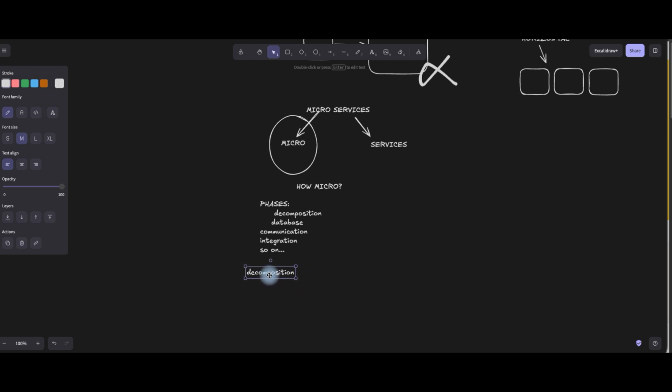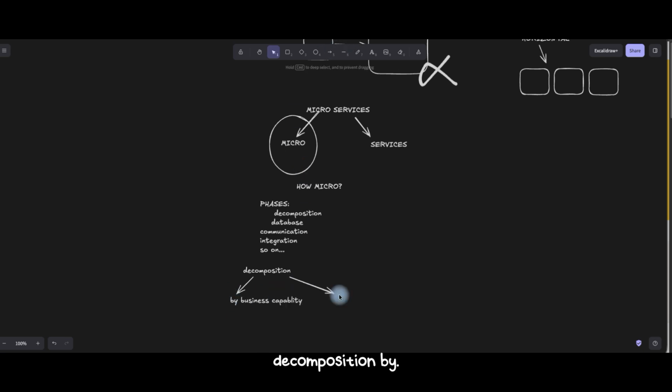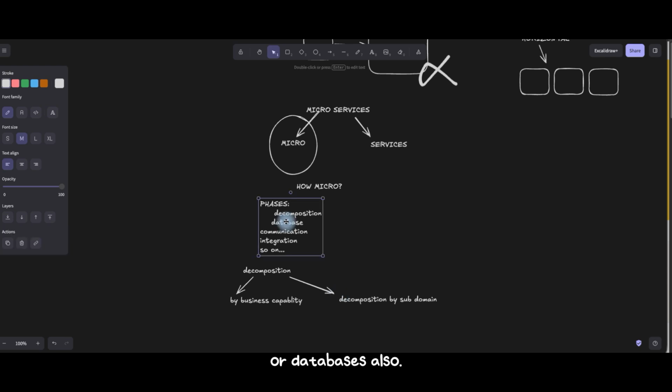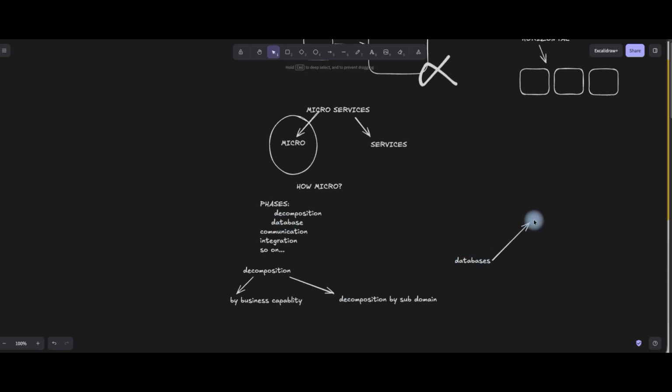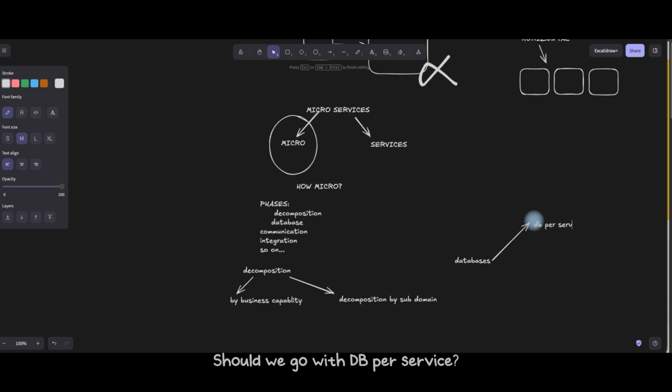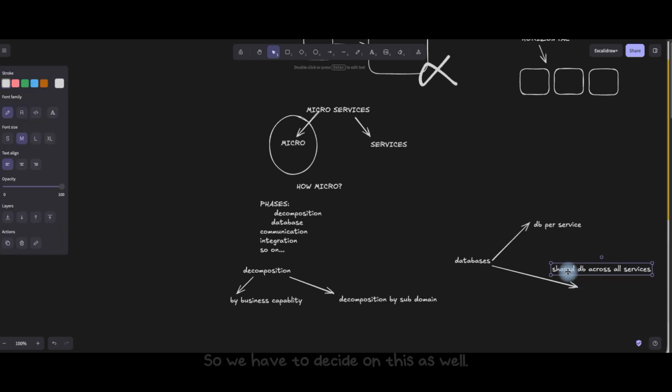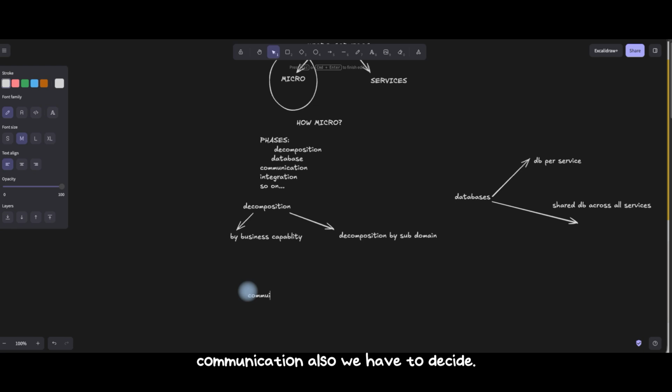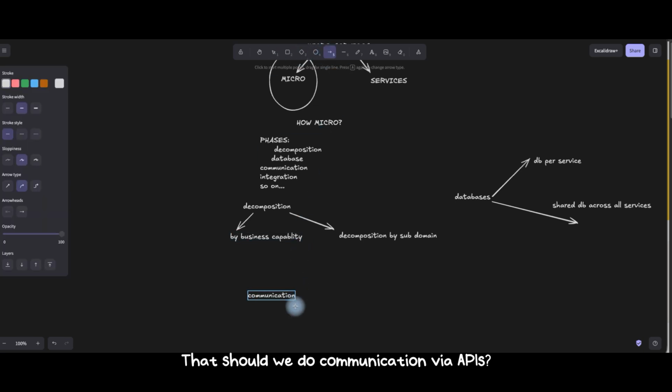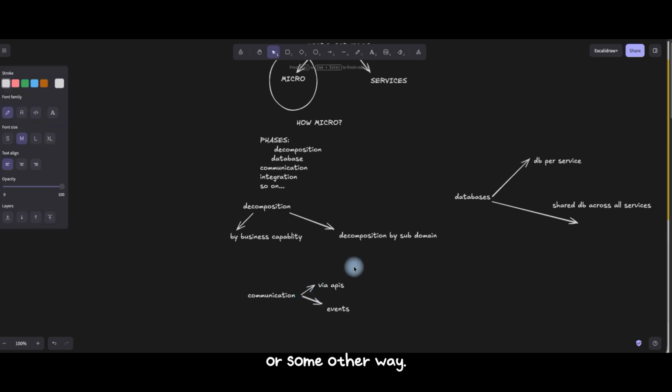So in decomposition, we have two types. One is decomposition by business capability, and another one is decomposition by subdomain. For databases also, there is something called, should we go with DB per service, or should we share a DB across all services? So we have to decide on this as well. Then for communication also, we have to decide whether we communicate via APIs, or via events or some other way.